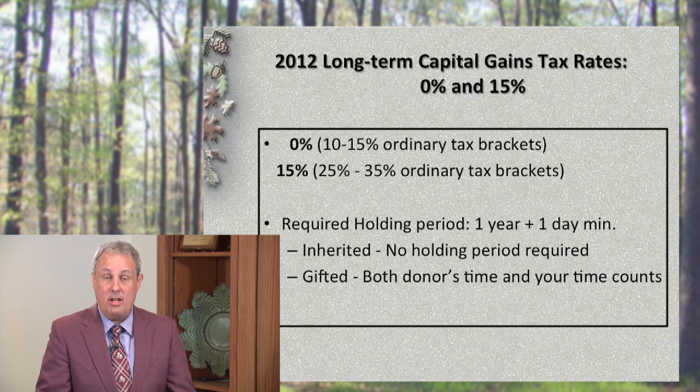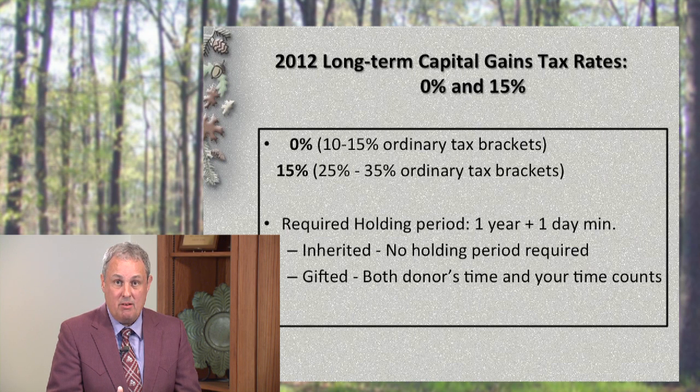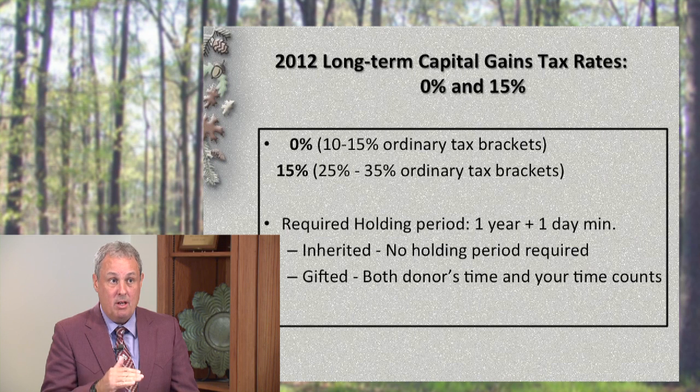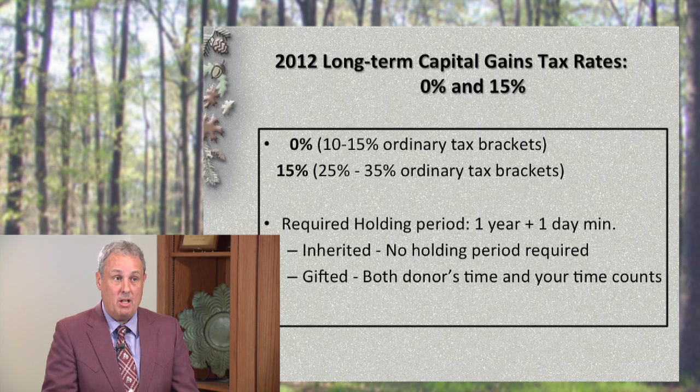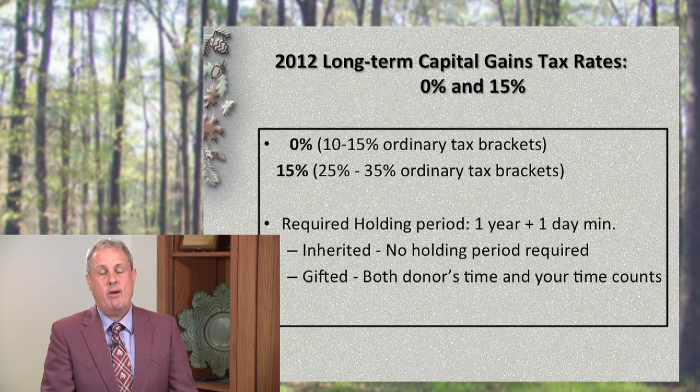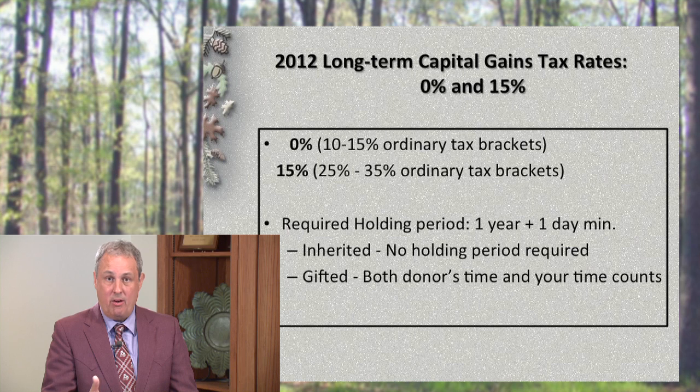Here are the current rates that we look at in 2012. We actually have a 0% tax rate on the first $64,000 of income for a forest landowner that sells timber. So there is a possibility some of our lower income forest landowners in 2012 will actually be able to sell timber and not have to pay any income tax on it. Once you get up into the higher tax brackets, the 25 to 35% ordinary income tax brackets, your long-term capital gains tax rate moves up to 15%. The required holding period is 1 year and 1 day at least to qualify here. If you inherited, you don't have to worry about that. If it's gifted, your donor's time and your time is combined to see if you meet the qualifications.